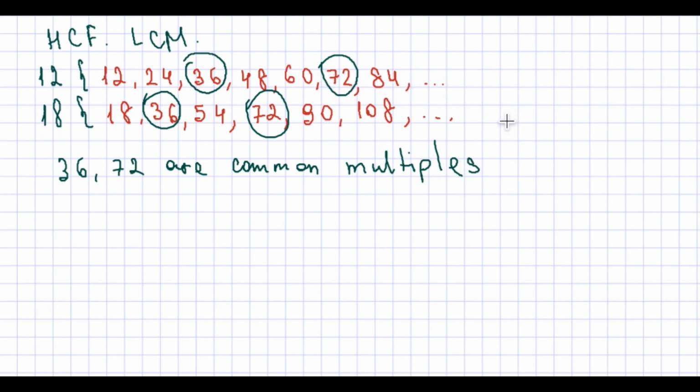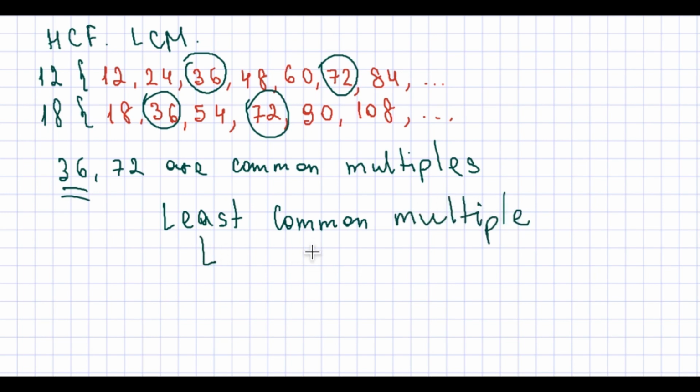If we continue this set, of course, we will get infinitely many common multiples of these two numbers. So it is just impossible to find the greatest common multiple. But it's possible to find the least common multiple. So the smallest, the least common multiple, LCM. Okay, so the LCM of 12 and 18 is 36.